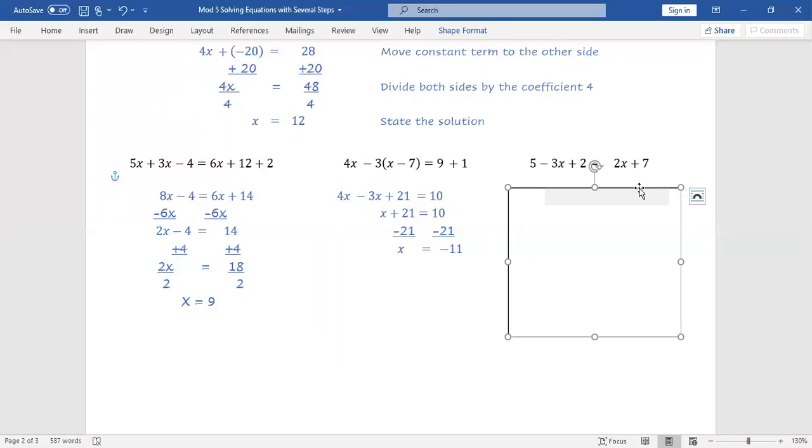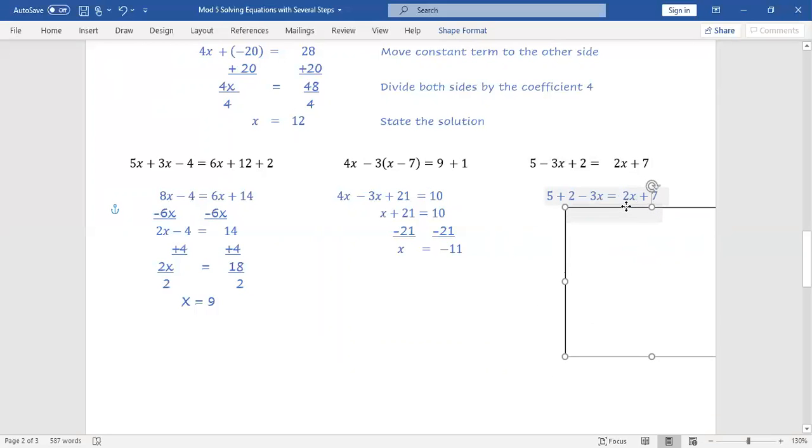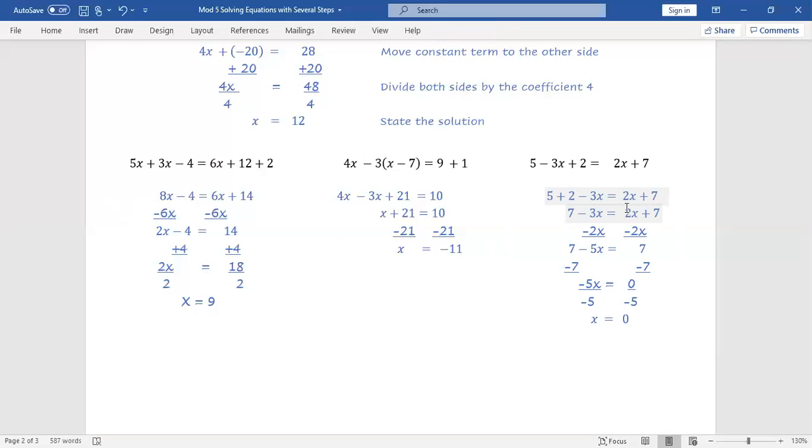I could rearrange that if I wanted to, so that my two constants are right next to each other. I could say 5 plus 2. I use the commutative property and I changed the order. I've moved my -3x to be behind the +2. So mentally I can see that the 5 and 2 can be added together because they're both constants. And that's going to give me a 7 minus 3x equals 2x plus 7.